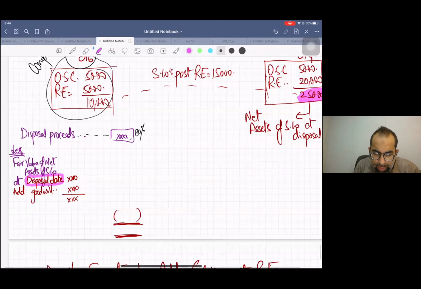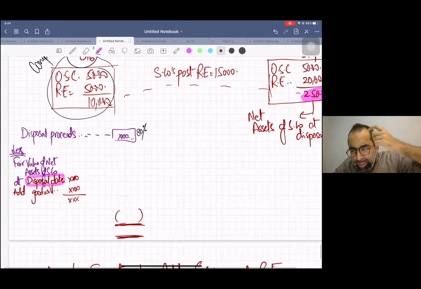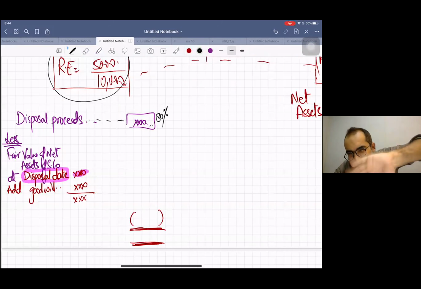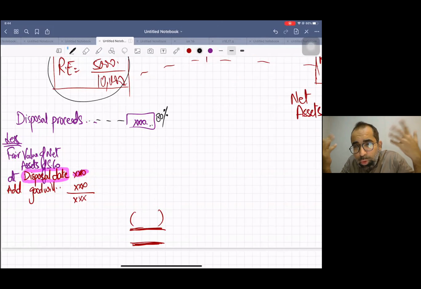And now think, as you sold the running business, you have sold the goodwill as well. Running businesses are always sold with goodwill. So you have also sold the goodwill.